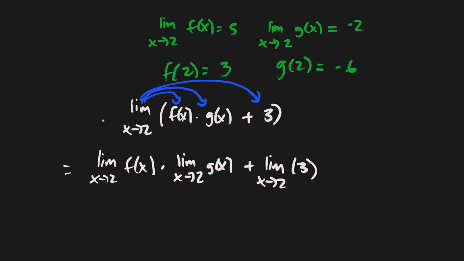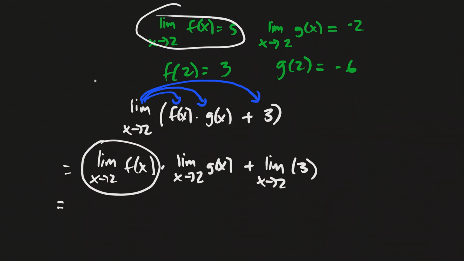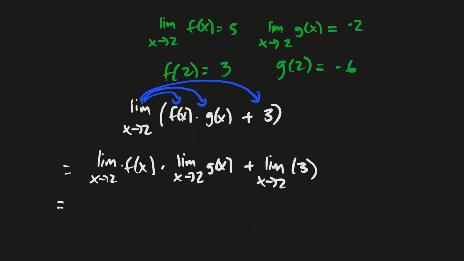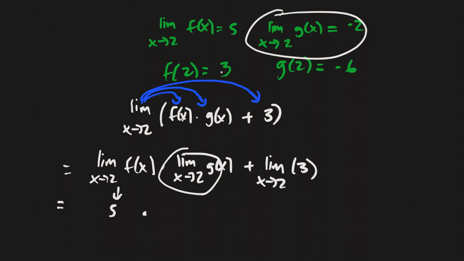So what is this going to be equal to? Well, the limit as x approaches 2 for f of x, this is exactly given to us right over there, right? So that's just going to be equal to 5. So this is going to be 5 times the limit as x approaches 2 for g of x. This is equal to this, right? We got a value there, so that's negative 2. So all of this, and then plus the limit as x approaches 2 for this 3.